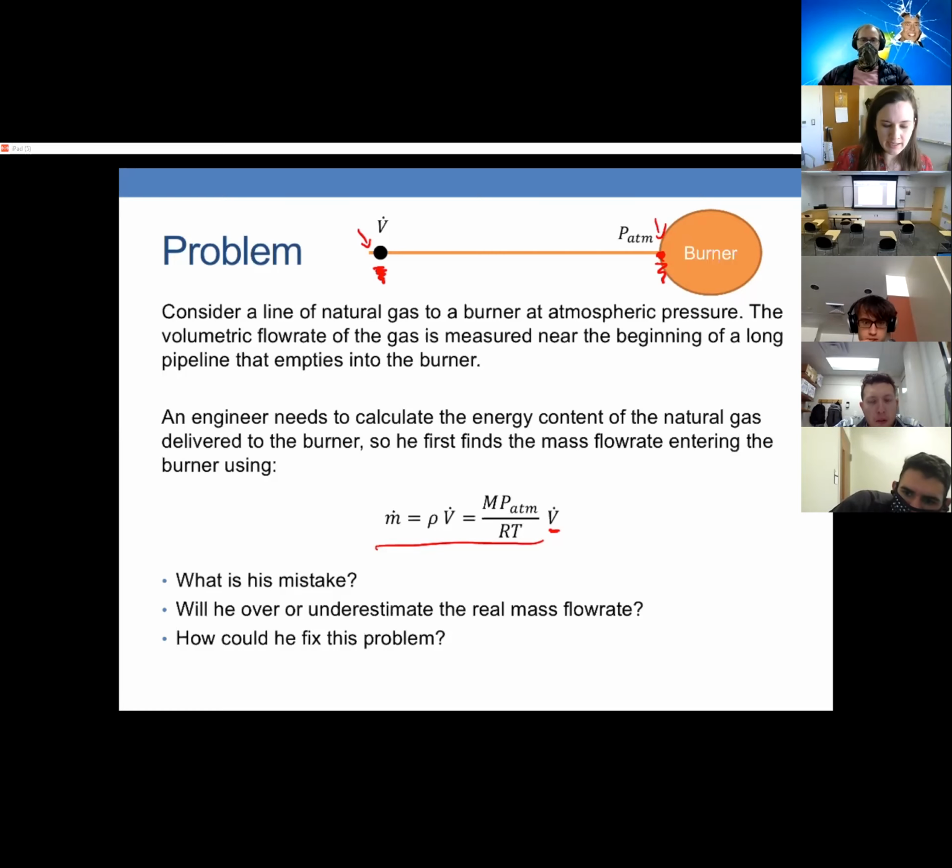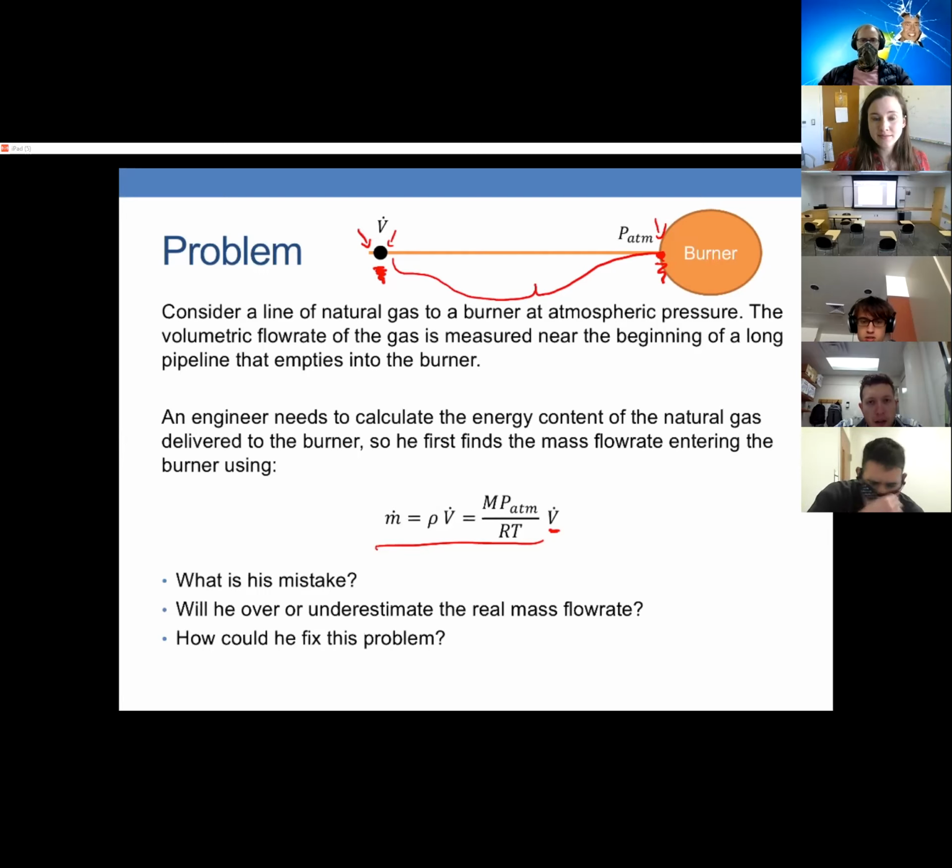Or he could estimate what the pressure is there by estimating the pressure loss. He could also put a thermocouple to measure the temperature there. So anything that means he's measuring the volumetric flow rate at the same place where he's using the pressure and temperature. And there's a few different ways you could fix that.